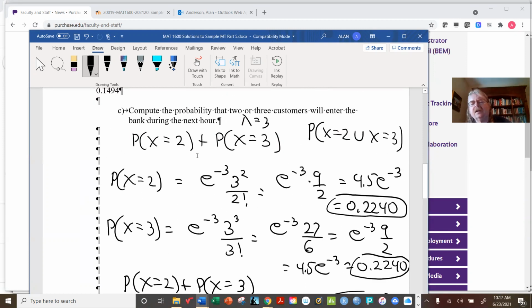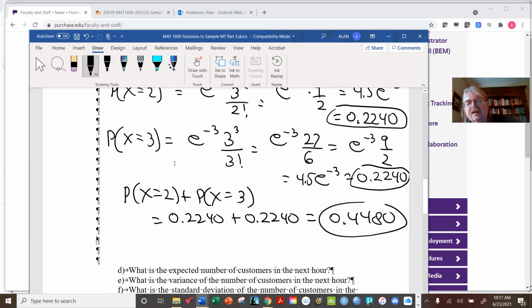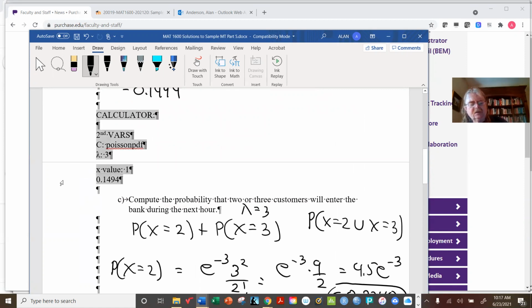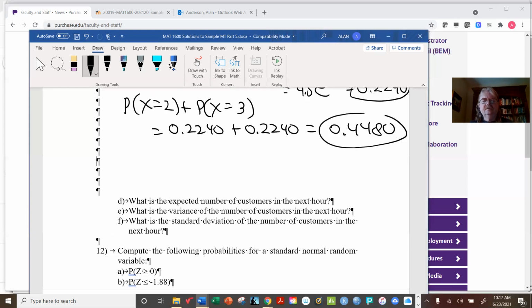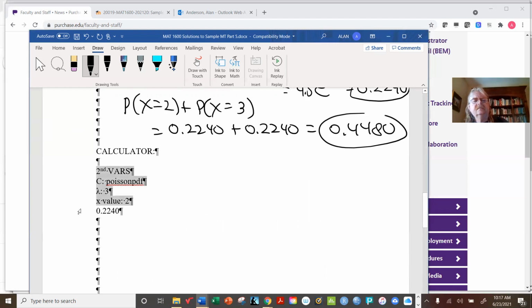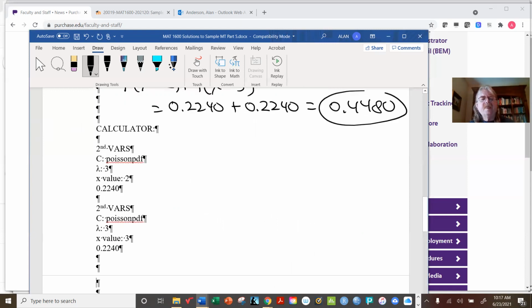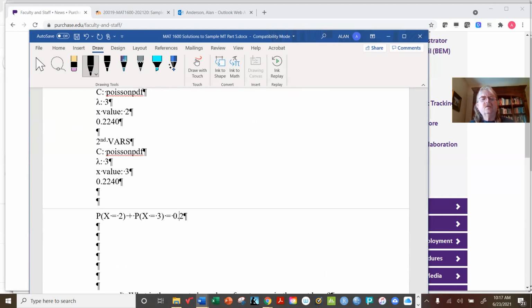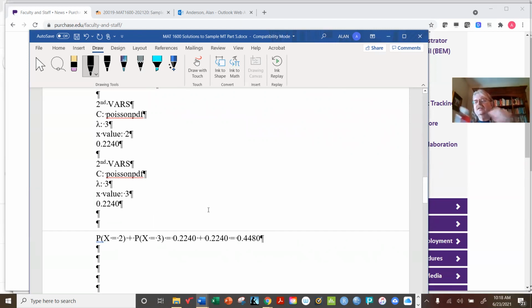Now, of course, we can do the same thing with our calculators. But again, we have to do this twice. Okay, there's no getting around that part of it. All right, so how would that look? Let's try. So this is 2 and 3. So for 2, you'd have 0.2240, and then for 3, also 0.2240. So therefore, the probability of x equals 2 plus x equals 3 is 0.2240 plus 0.2240 equals 0.4480. So any way you look at it, the answer is 0.4480, approximately, of course.